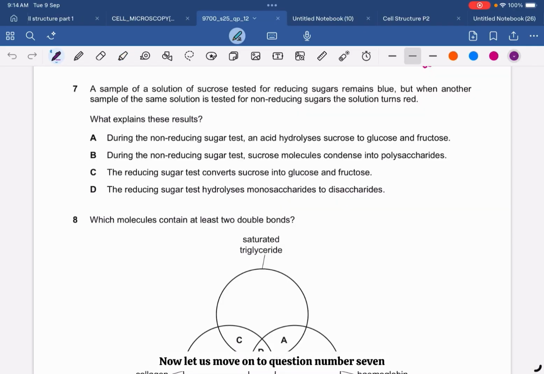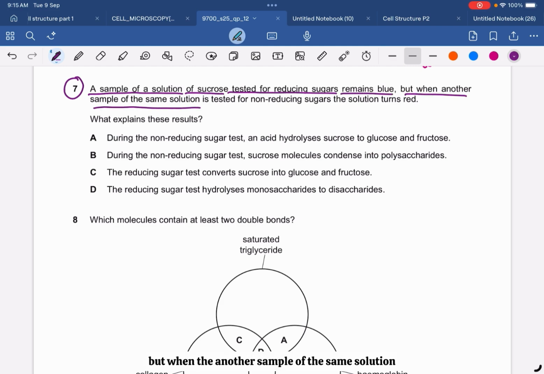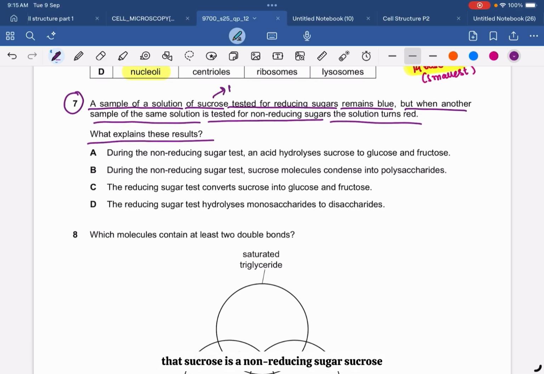Now let us move on to question number 7. Question number 7 says that a sample of solution of sucrose tested for the reducing sugars remains blue. But when another sample of the same solution is tested for the non-reducing sugars, the solution turns red. What explains these results? Alright, you should know that sucrose is a non-reducing sugar, and a non-reducing sugar shows a negative result with the reducing sugar test.